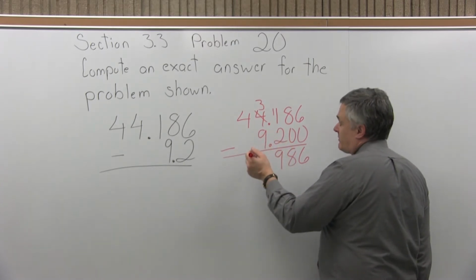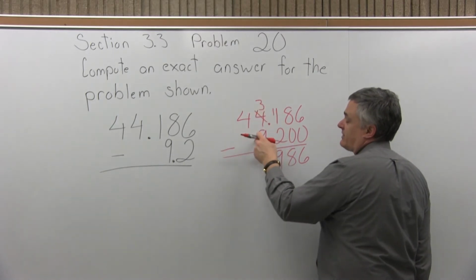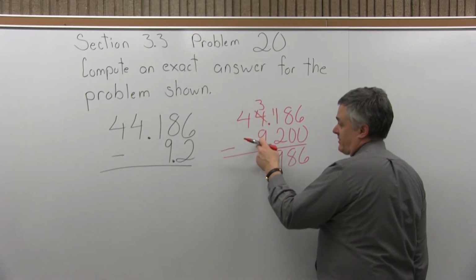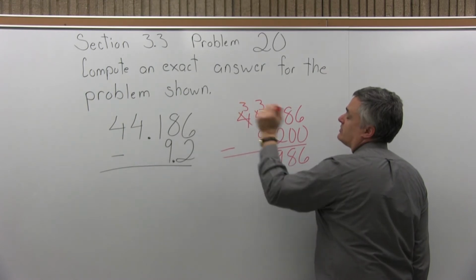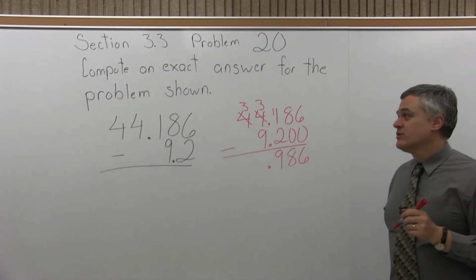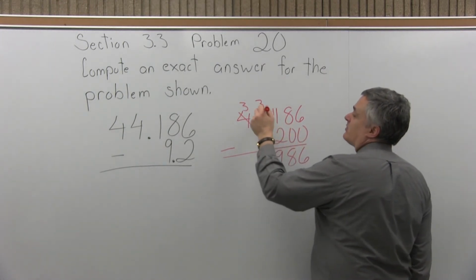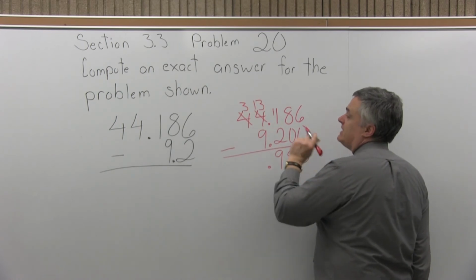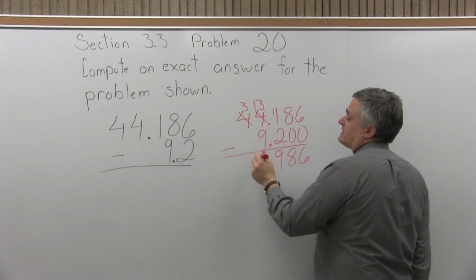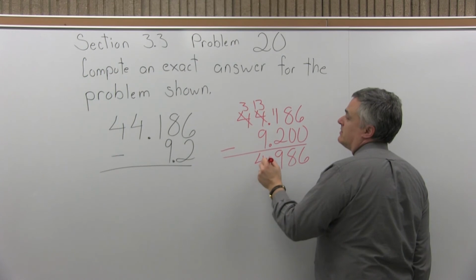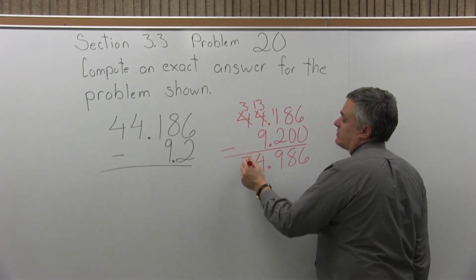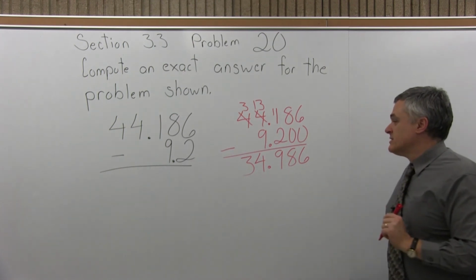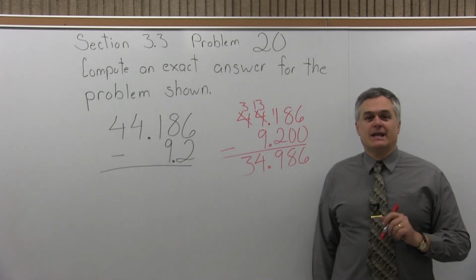And then the next one I'm going to have to borrow again. Now I have 3 minus 9. 3 is not big enough to subtract 9 from it. So I go over one digit to the left, borrow from that, cross it off, reduce it by 1, so it goes from a 4 down to a 3. And then the 3 to the right of it can now be written as a 13. Now I have 13 minus 9, which is 4. And then next to that, 3 minus nothing, which is just 3. So that gives me a final answer of 34.986.